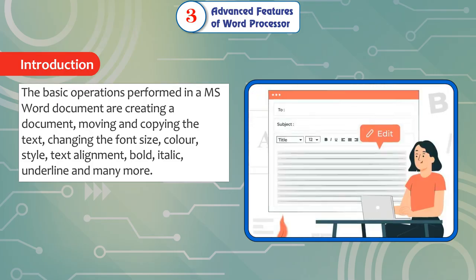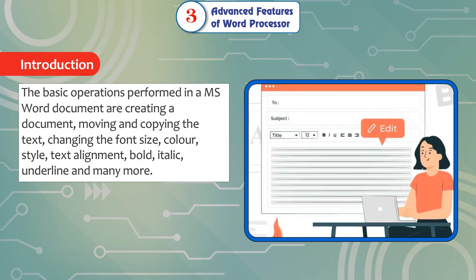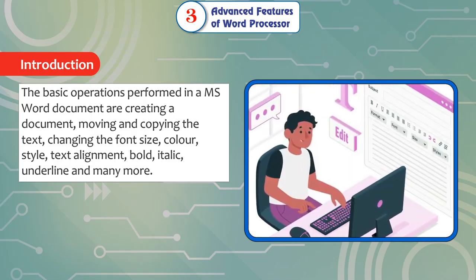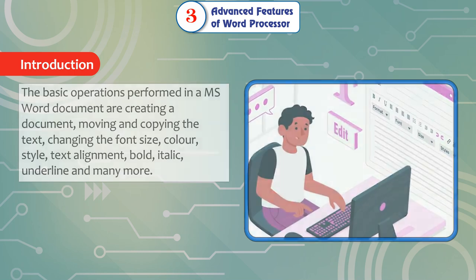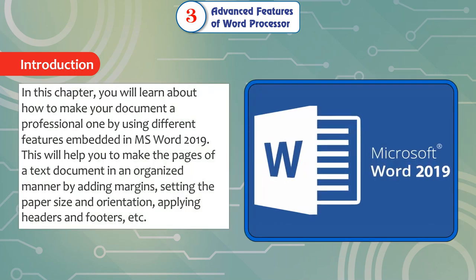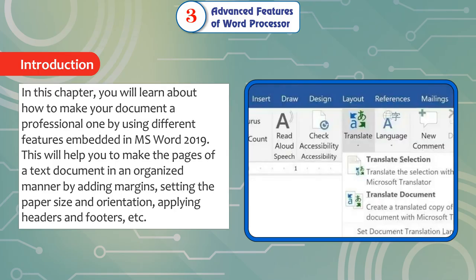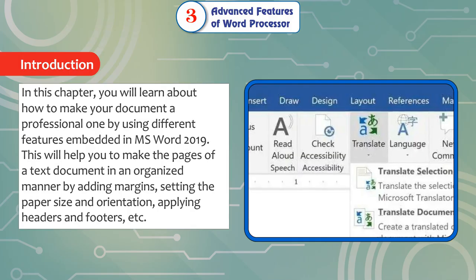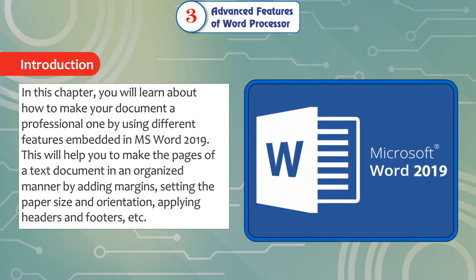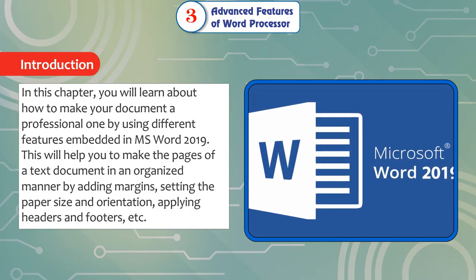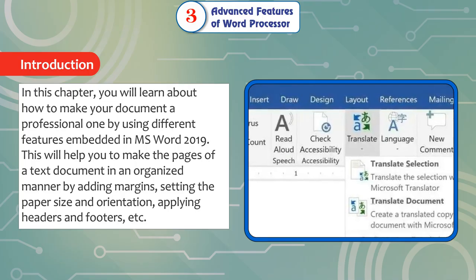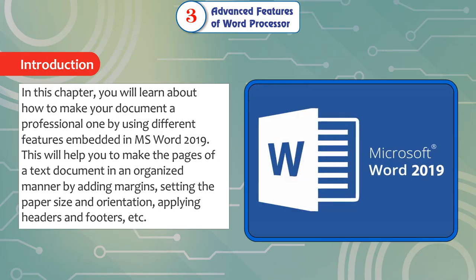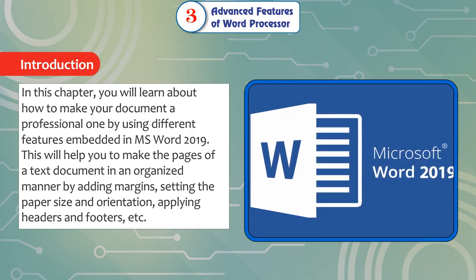a document, moving and copying the text, changing the font size, color, style, text alignment, bold, italic, underline, and many more. In this chapter, you will learn about how to make your document a professional one by using different features embedded in MS Word 2019. This will help you to make the pages of a text document in an organized manner by adding margins, setting the paper size and orientation, applying headers and footers, etc.